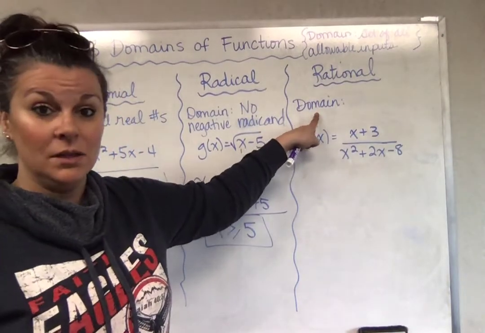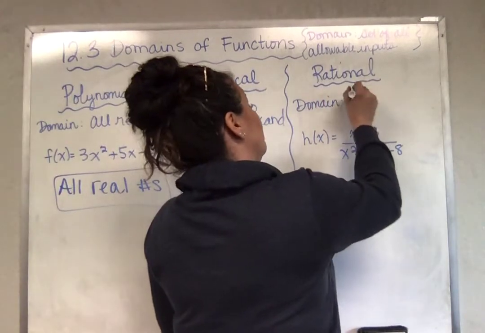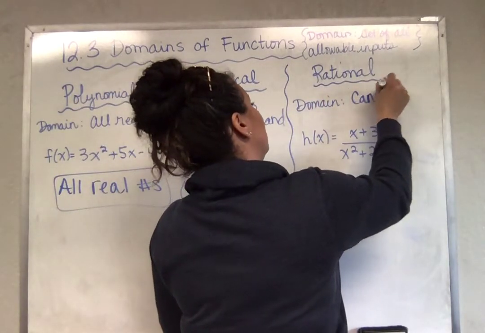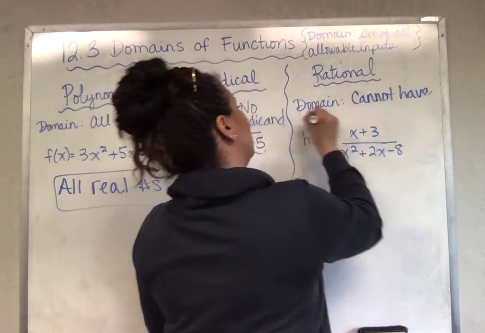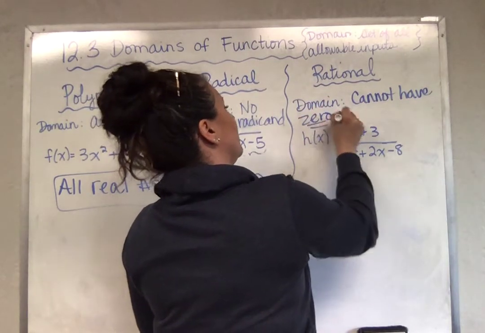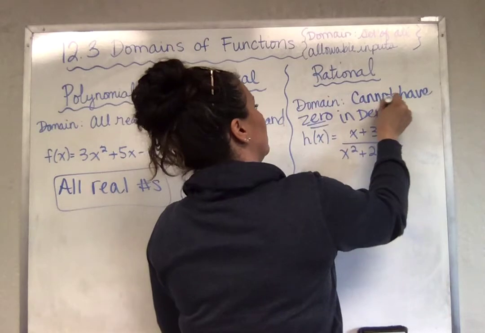In a rational function, for the domain, we cannot have 0 in the denominator.